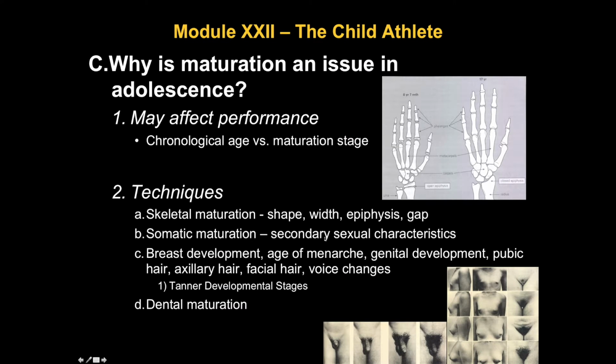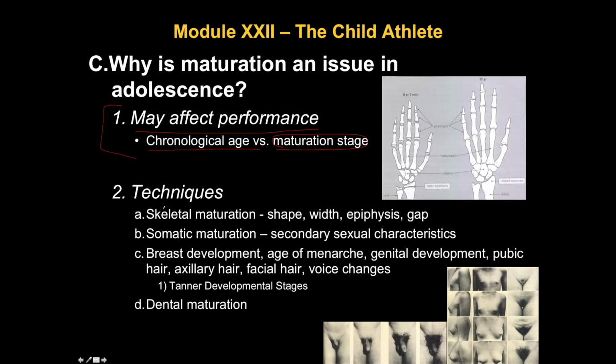So why is maturation an issue in adolescence? Well, one of the important things to consider here is it could affect performance. So somebody could achieve a certain chronological age, but that doesn't necessarily mean that they are as mature as other peers in that particular sport. So there is a difference between chronological age versus maturation stage, and that's something that we need to be aware of.